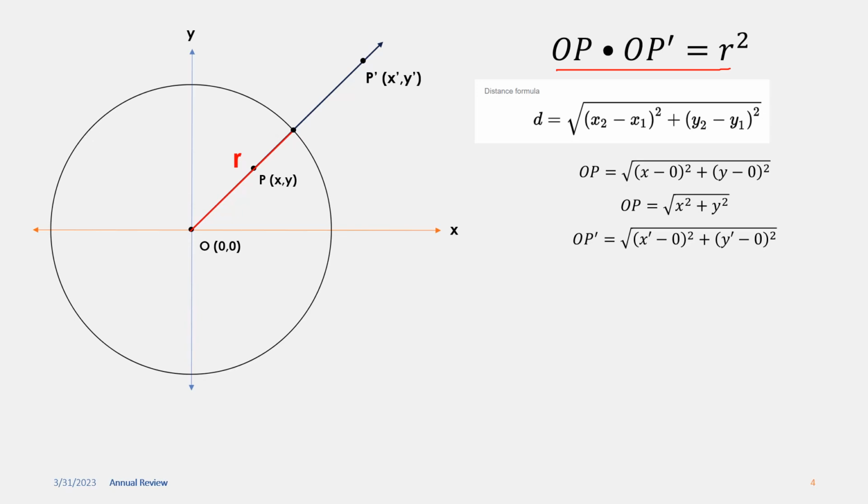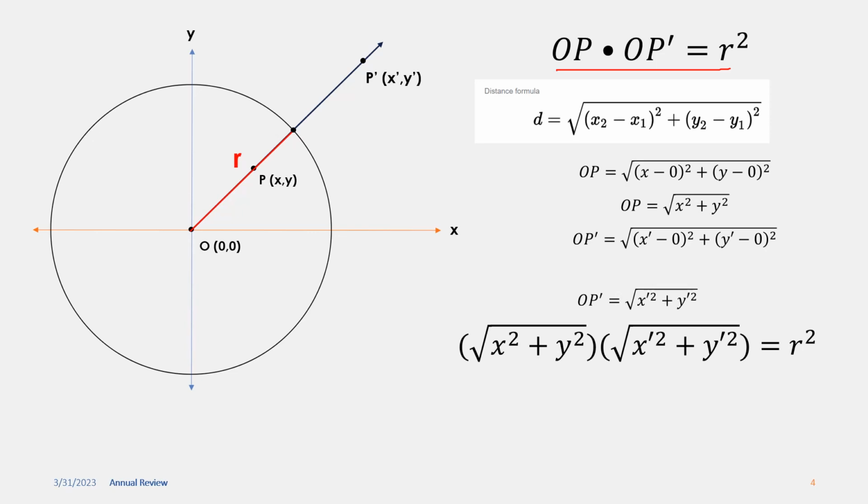So upon simplifying, we have the value of OP equal to the square root of x squared plus y squared. So OP prime is equal to the square root of the quantity x prime minus 0 squared plus y prime minus 0 squared.